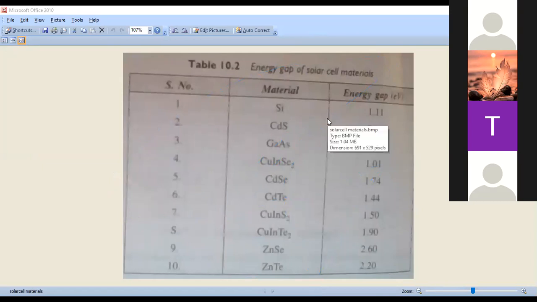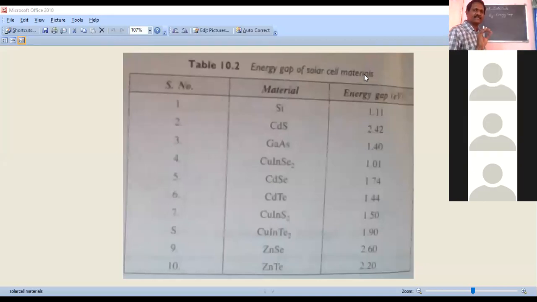Okay, so there is a silicon material, which has an energy gap of 1.11, and cadmium sulfate, which has 2.42 as the energy gap. Now, the solar cell materials must have a particular character. That is, the energy gap of the material must be suitable to the light.